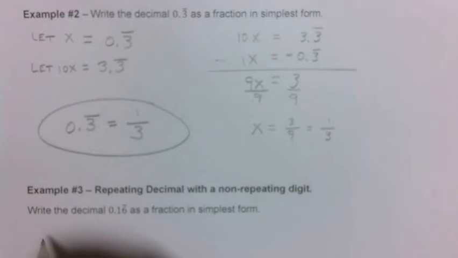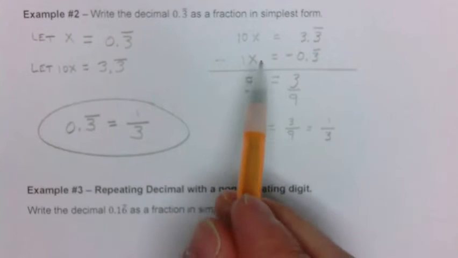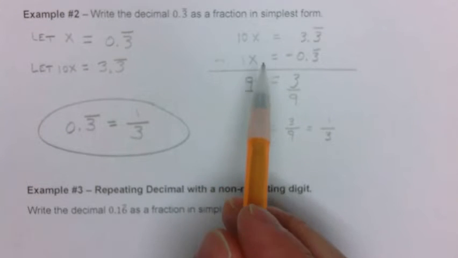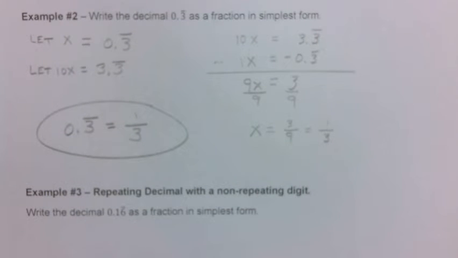So this will be our process every time. Write down our let statements, then subtract our equations from each other, and then solve for the variable until it's in its simplest form as a fraction.